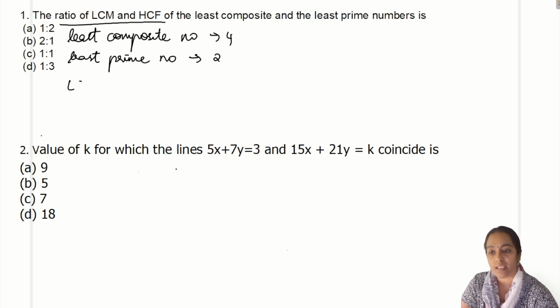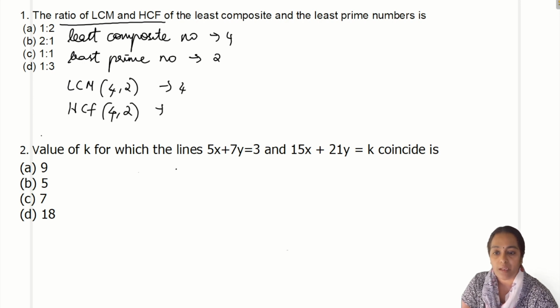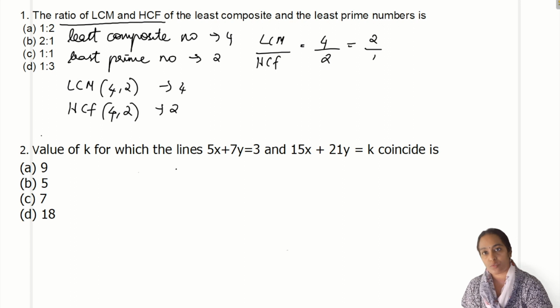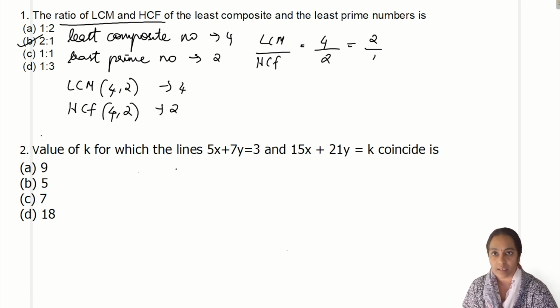The question is asking for the ratio of LCM and HCF. What's the LCM of 4, 2? It's going to be 4. What's the HCF of 4, 2? It's going to be 2. And we need to get the ratio, LCM divided by HCF. So it's 4 divided by 2, which is 2:1. So option B, 2:1, is the correct answer. Moving on to the next question.